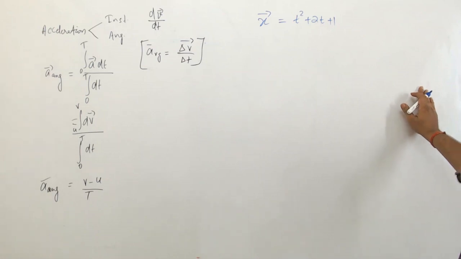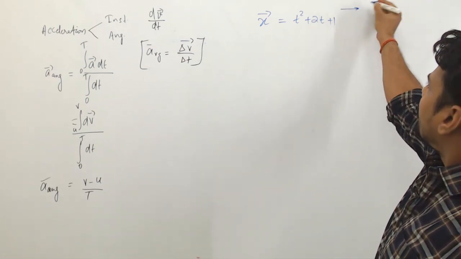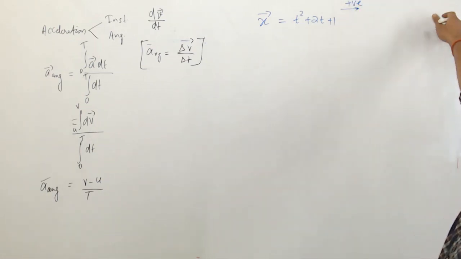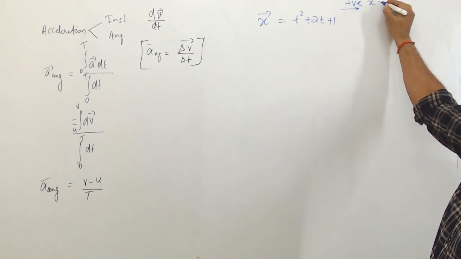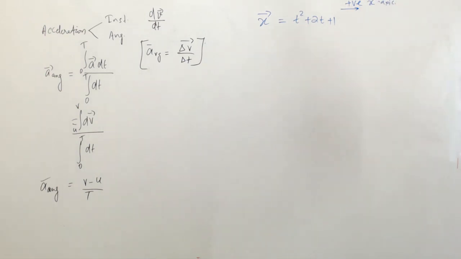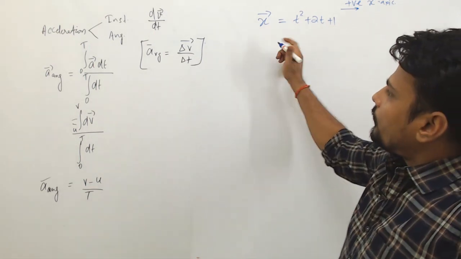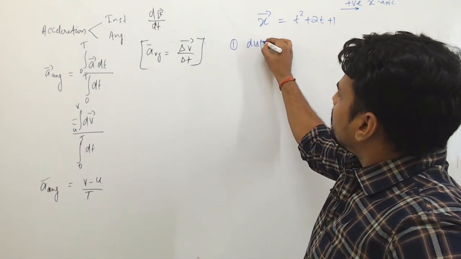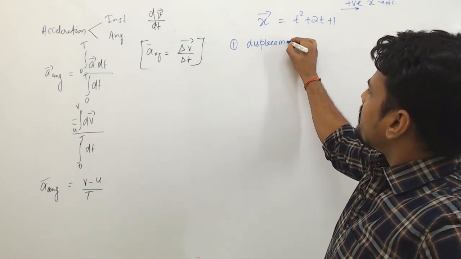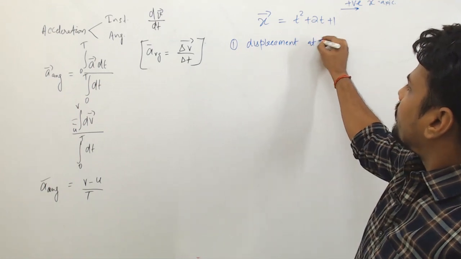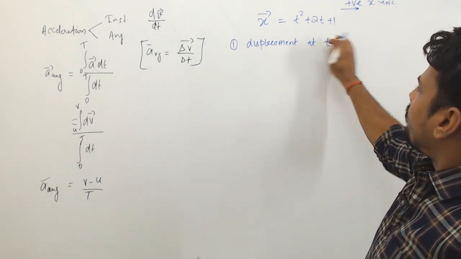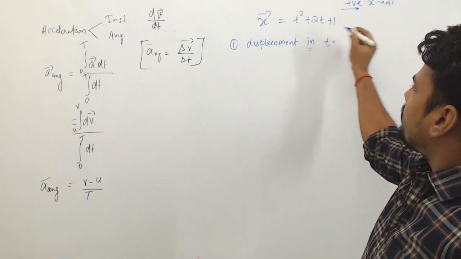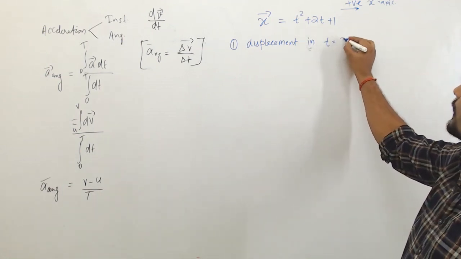If I ask you, and let's suppose the body is moving in the positive direction, rightward, in the positive direction of x-axis. अपन ऐसे जा रहा है towards right. All good? कोई दिक्कत इसमें? तो I want you to find number one, displacement at time t, or maybe say in time t is equals to, let's say, 3 seconds.